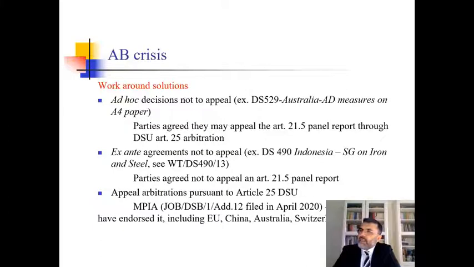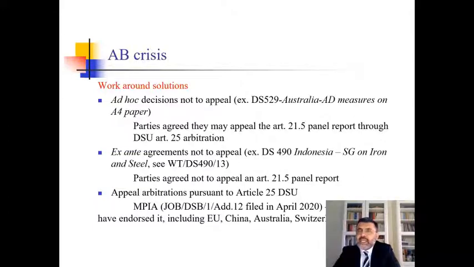This mechanism, as I said, has been signed by 25 members so far, but it's not yet being used in practice. But we are expecting it to be used in a couple of disputes, maybe in the course of this year, because there are indications that some WTO members who are in panel proceedings, both being parties to the MPIA, may use the MPIA for appeal purposes.